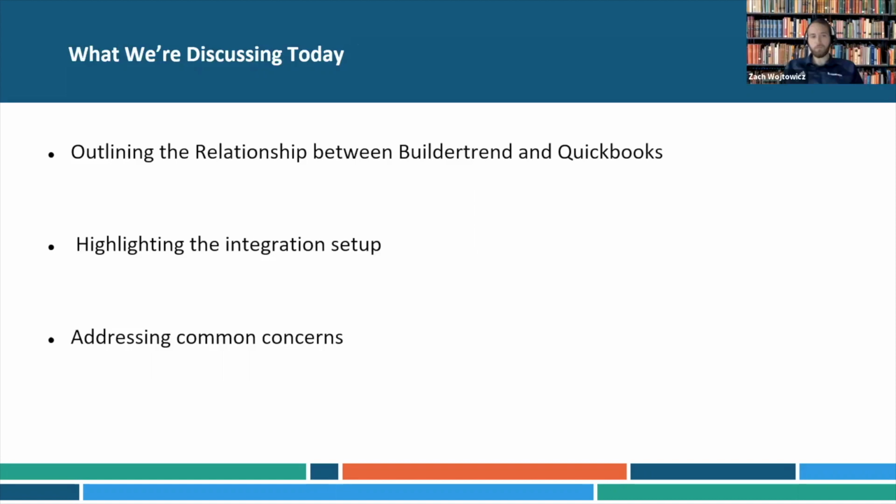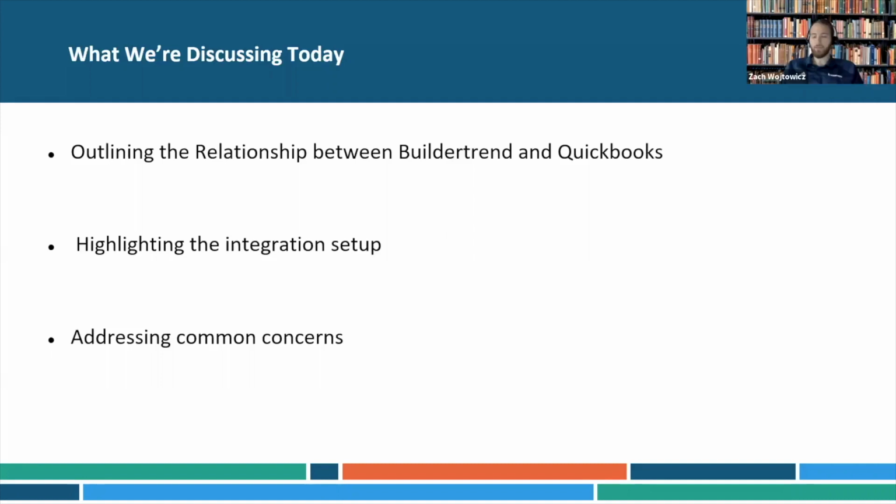Go ahead. I was going to go over the agenda. Outline the relationship between Buildertrend and QuickBooks, highlighting the actual integration setup itself, and then going over common concerns. We'll go over values. We'll go over what some of the roadblocks might be that we hear that are common. But Zach, if you want to tee it off, just outlining the relationship between QuickBooks and Buildertrend so that our user base actually knows what information is going over to each.